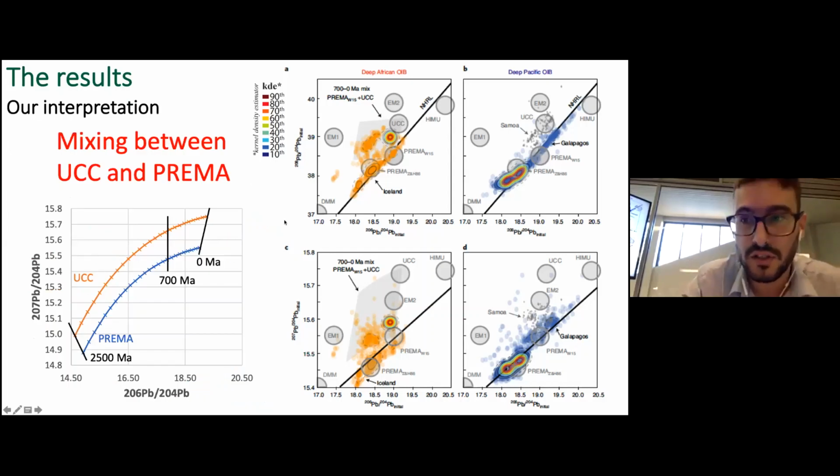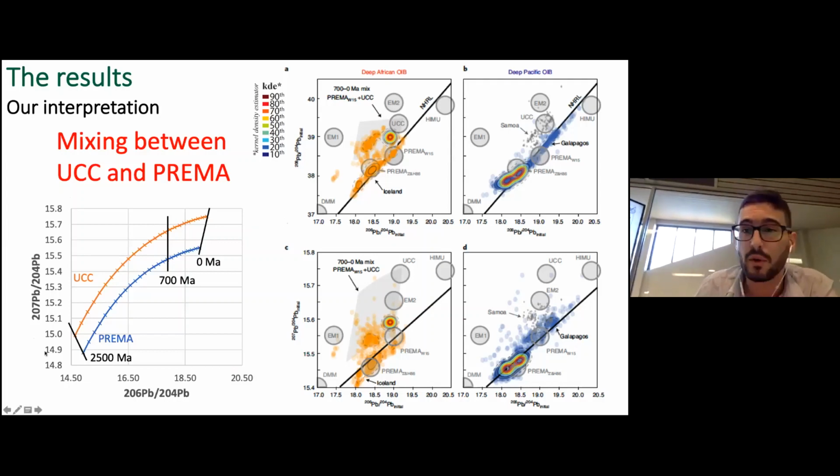So we did a modeling, a rather simple modeling. We modeled the evolution of the normal mantle, PREMA, through time from 500 million years to today, and we also modeled the composition of the upper crust from 250 million years to today. What is interesting is that if you look at the distribution for the African domain, for both isotope systems, you end up in a space which can be modeled by a mixing between PREMA, the mantle, and the upper crust from 0 to 700 million years. So the African domain can be explained by just a mixture between the continental crust component and the mantle, and it can be traced back to 700 million years.